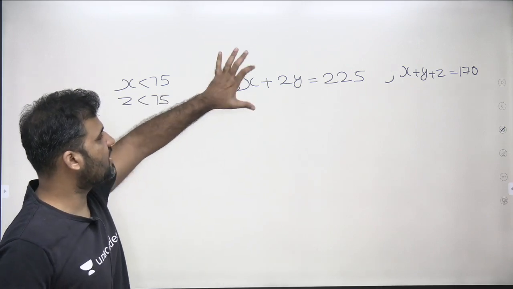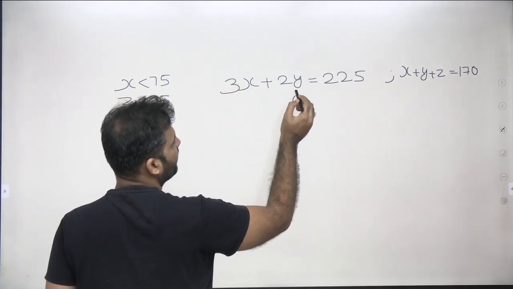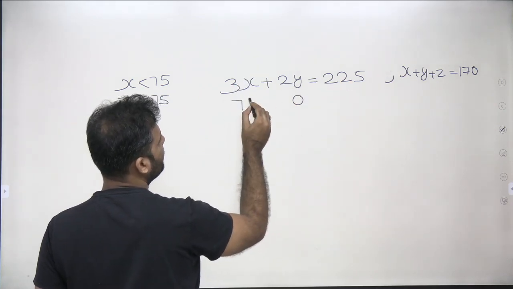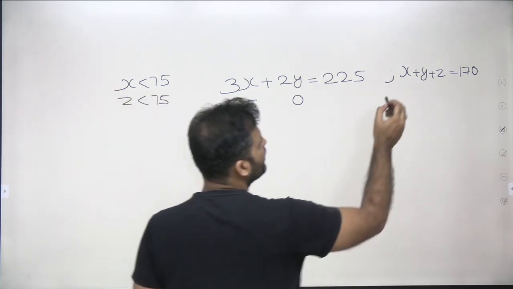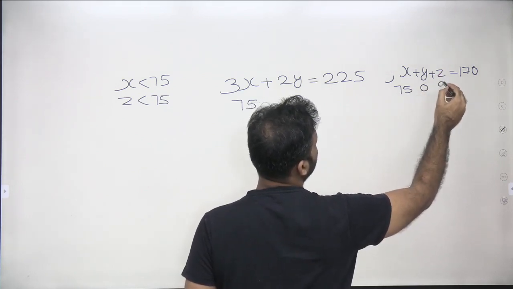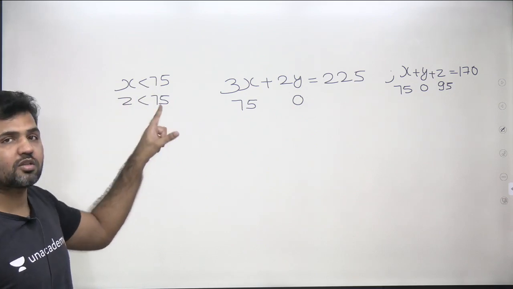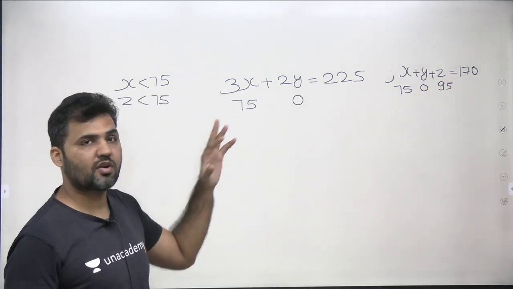Now give me any integral solution that's satisfied. If I put y as 0 here, you see that the value of x that will satisfy would be 75. Is it a possible solution for me? No, this is not a possible solution. Why? Because if I put x as 75, y as 0, in that case z has to be 95. The condition is that x should be less than 75 and z also should be less than 75. z is 95 here. So it will not satisfy it.